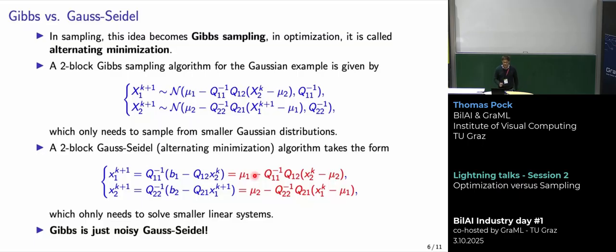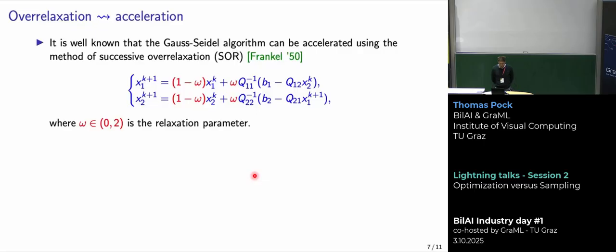Gibbs sampling is nothing else than a noisy Gauss-Seidel algorithm, exactly the same algorithm, just with or without noise. So what can we do to speed up? Everyone in numerical linear algebra knows successive over-relaxation. It's an easy method to speed up the Gauss-Seidel algorithm to make solving linear systems faster. So you introduce a relaxation parameter, and if omega is close to 2, then you have speed up.